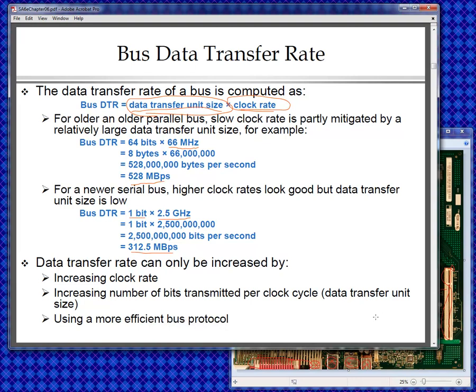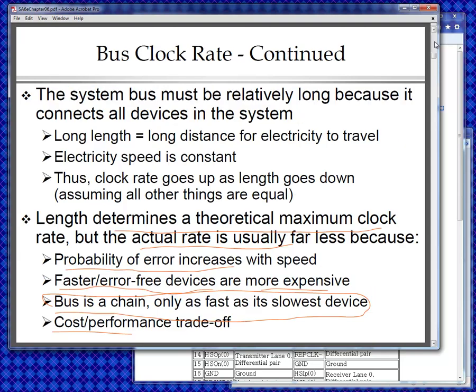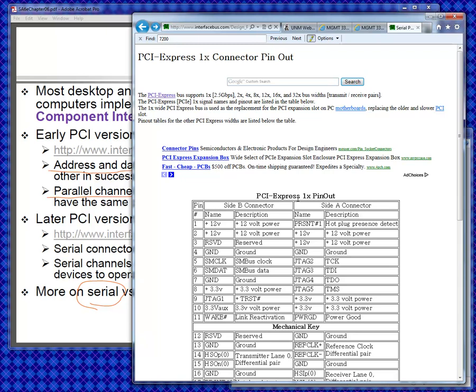All right, what I'm going to do now is take a little side tour for a minute into some of the PCI specs to put some meat behind a few of these issues. Back a few slides where we talked about PCI, there were a couple of links, and the link I'm looking at right now is this one, Design PCI Express 1X pinout. So we're looking at the PCI Express 1X slot standard.